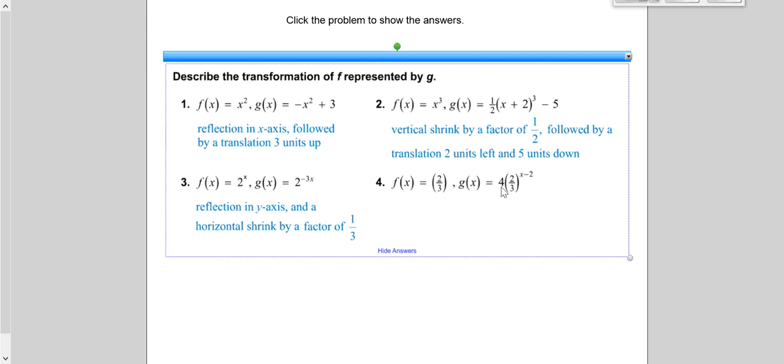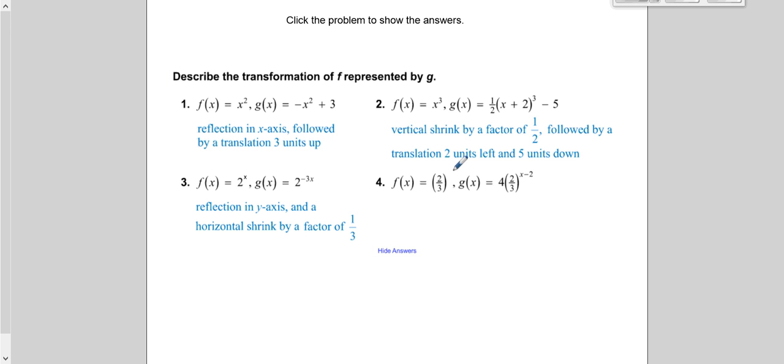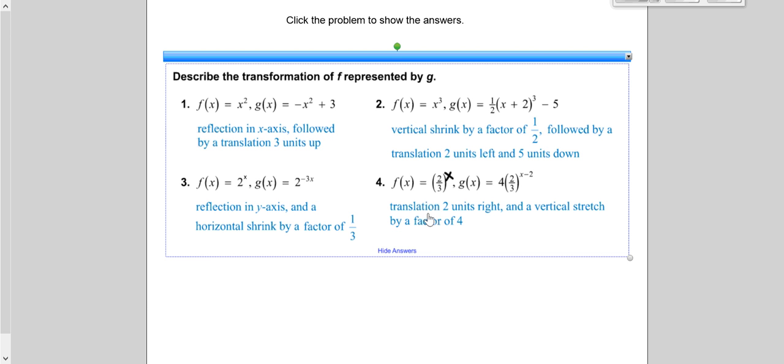Okay, one more. What does the 4 do? Multiplying. So we started with this. Oh, this is supposed to have an x right here. Two-thirds to the x power. And compare it with this one. So the 4 is new. Multiplying by 4 gives us a vertical stretch by 4, and tucked in the house with x minus 2. What does the minus 2 do? Which way is it going to shift? It's a translation 2 units to the right. So there it is: translation 2 units right, and a vertical stretch by a factor of 4.